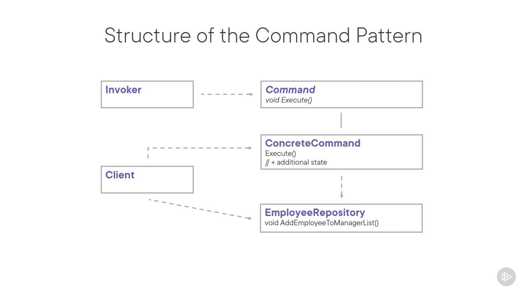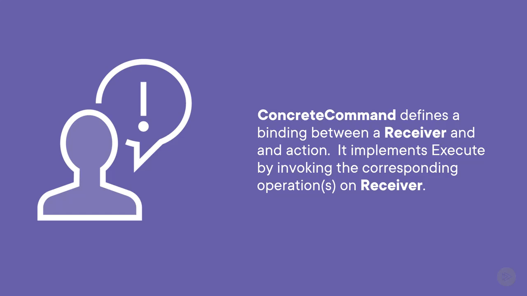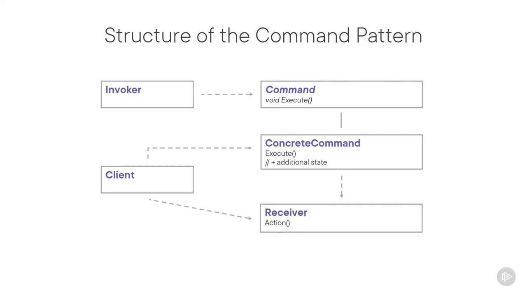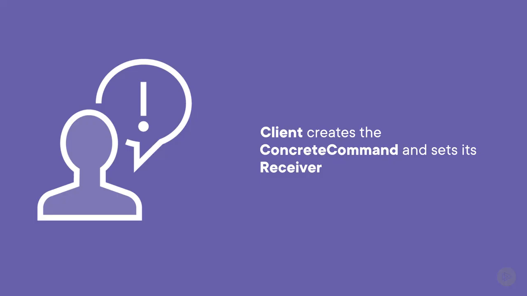It defines a binding between the receiver and the action. It implements Execute, and it does that by invoking the corresponding operations on the receiver. And that brings us to that receiver. The receiver is an object that knows how to perform the operations associated with carrying out our request. In our case, that's our repository, but any class may serve as a receiver. And lastly, we've got the client. The client creates the concrete command and sets its receiver. And that's the pattern structure. Let's implement this in a demo.